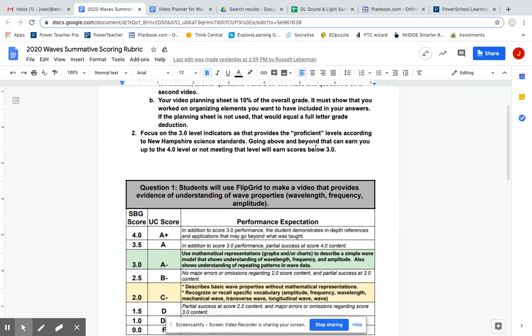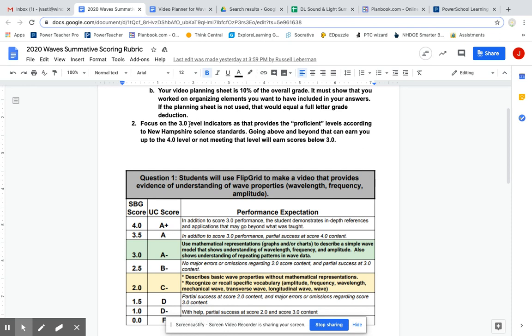So for the rubrics, I want you to focus on the level 3 indicators. So that's the green, okay? That is what a proficient student in this topic would be able to demonstrate according to the New Hampshire science standards. Going above and beyond that would be the 4.0. So if the 4.0, and I'll explain what the 4, the 3, the 2 all kind of look like, but that would be going above and beyond, and that would be that A+. And then if you don't reach that 3, you could get anywhere from a 2.5 down, okay?